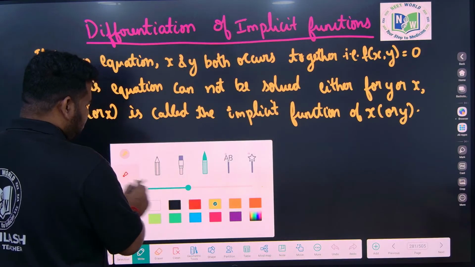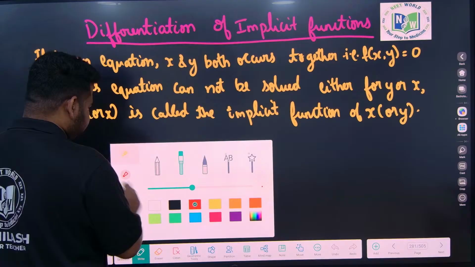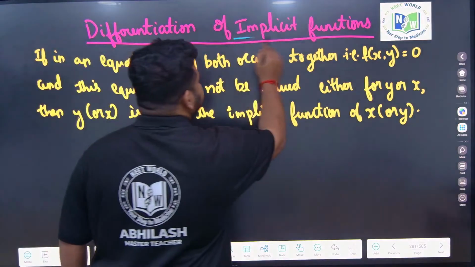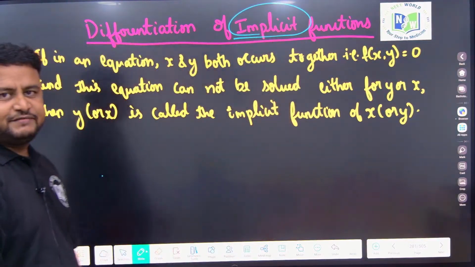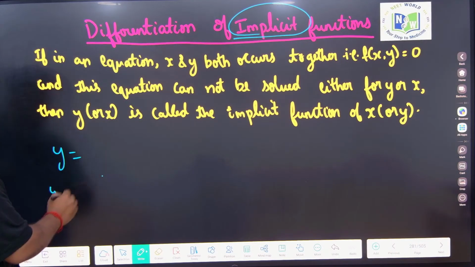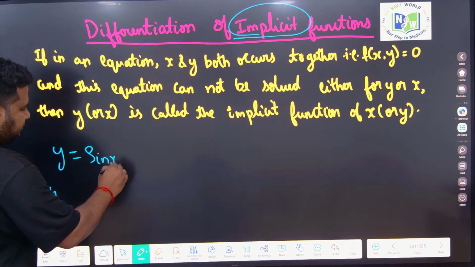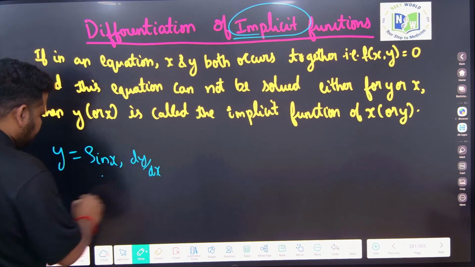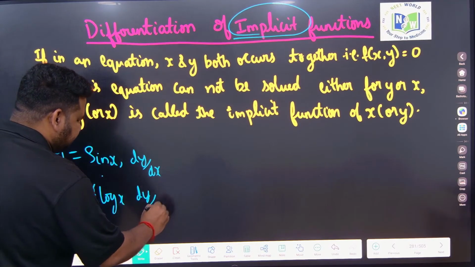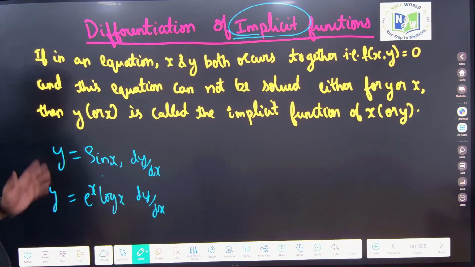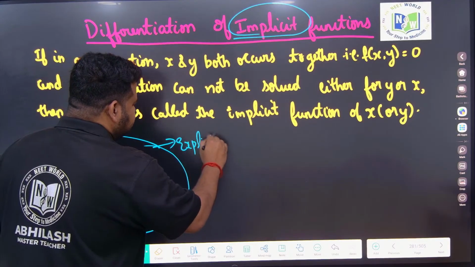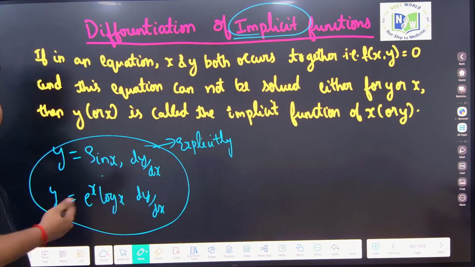Now, if you talk about implicit differentiation, all of you observe carefully. What does this word implicit mean? Till now, in the questions I gave you, we were writing y is equal to some function, or f of x is equal to, for example, y is equal to sin x, and I would ask you to find dy by dx. Or y is equal to e power x log x, and I would ask you to find dy by dx. So y is equal to something is given. This is called explicit. Explicitly I can write y is equal to something, y as a function of x.